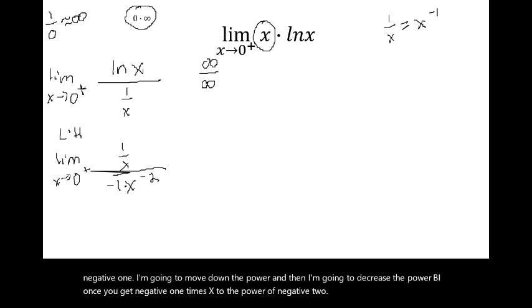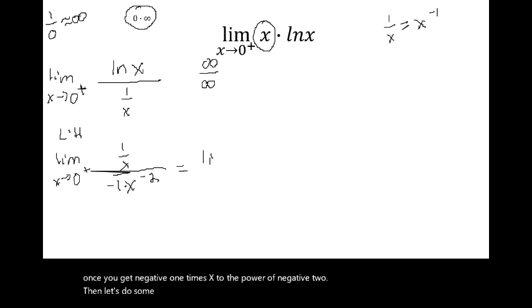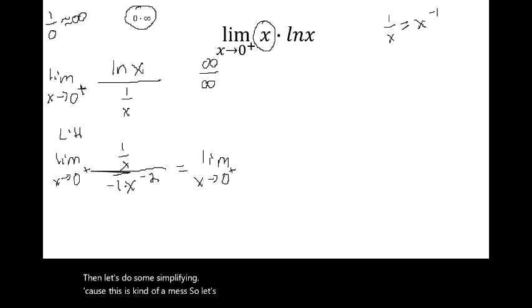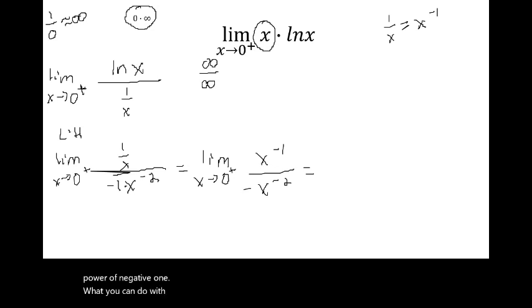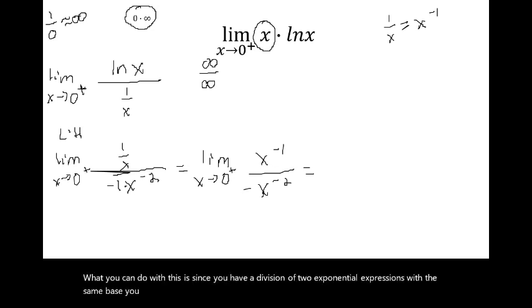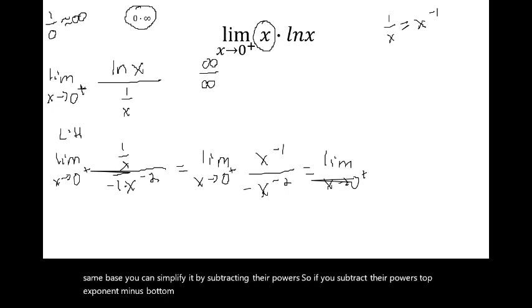Then let's do some simplifying, because this is kind of a mess. If you rewrite the numerator as x to the power of negative 1, since you have a division of two exponential expressions with the same base, you can simplify it by subtracting their powers. Top exponent minus bottom exponent, you get negative 1 minus negative 2, which gives you positive 1.